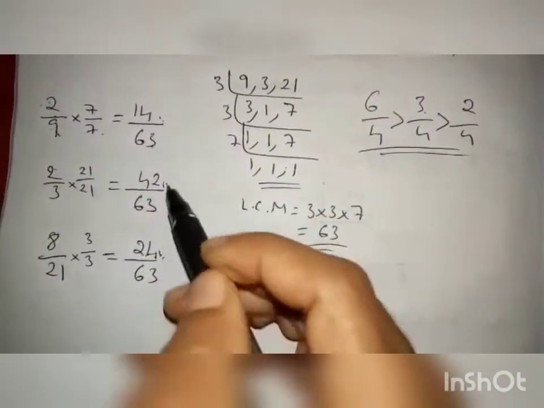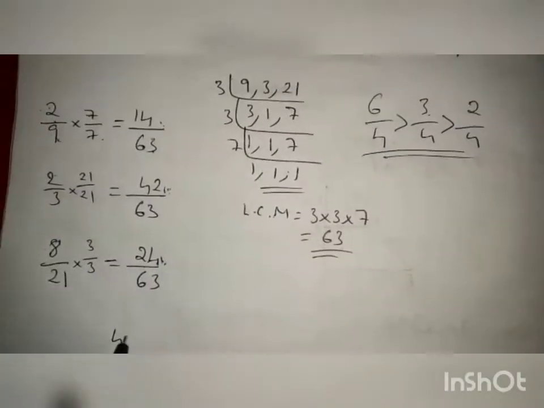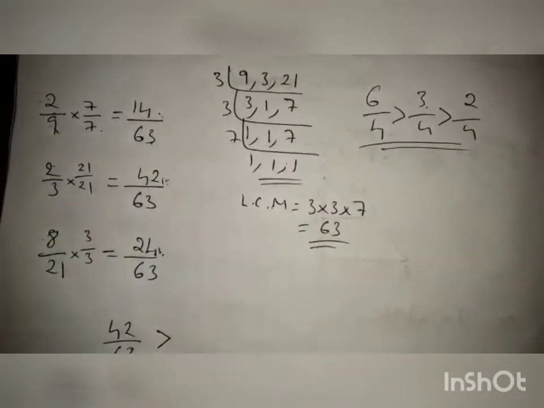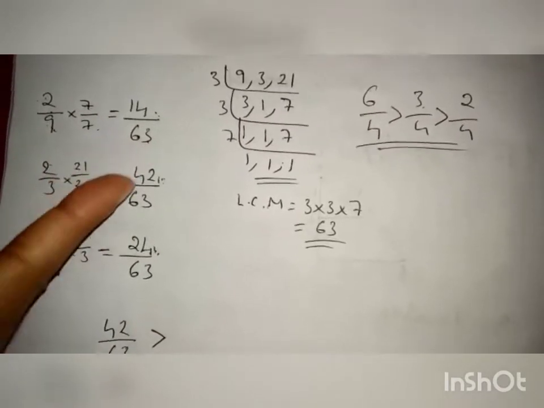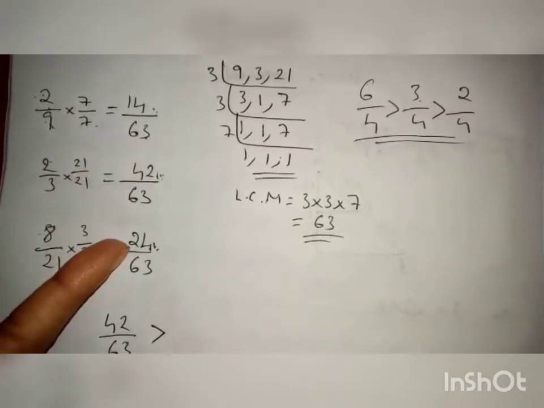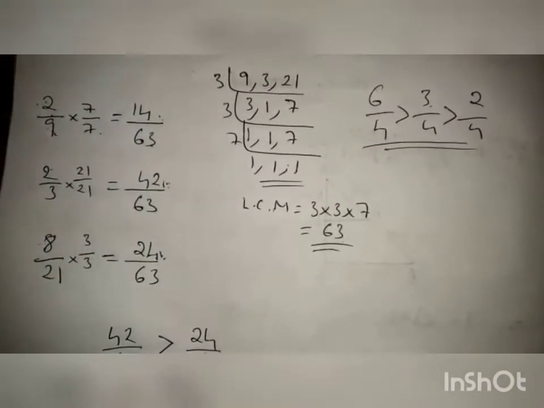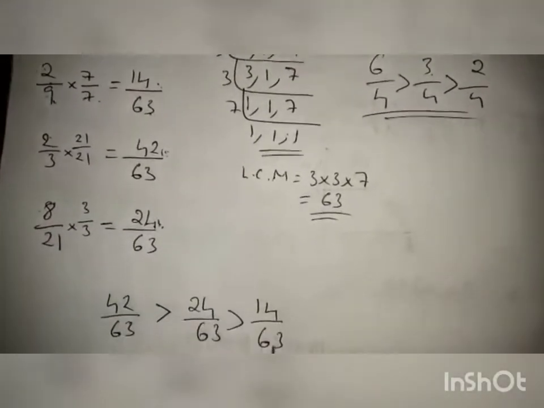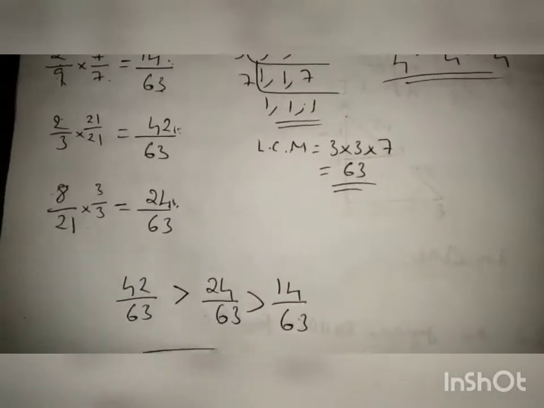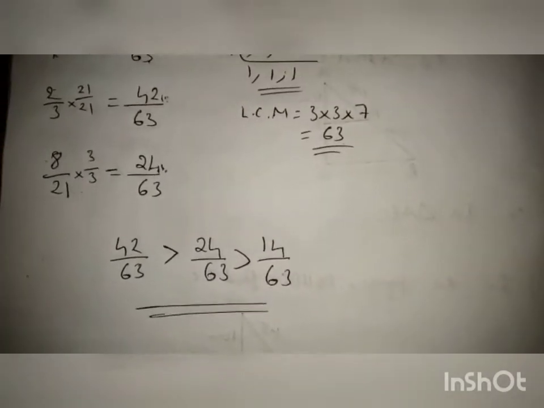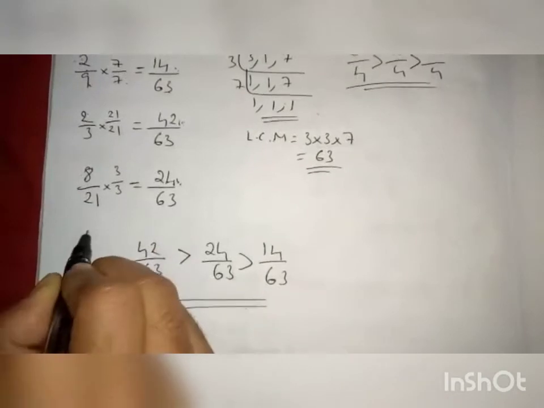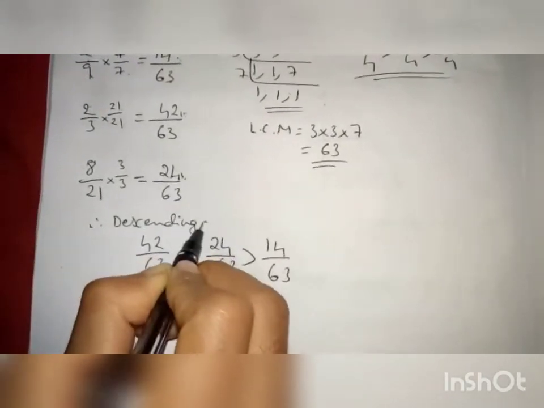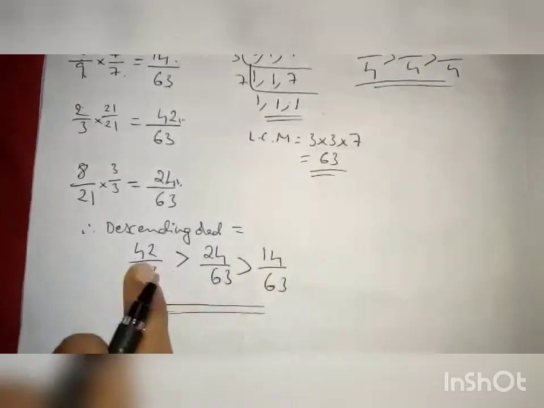14, 42, 24. 42 is the greatest, right? So 42 by 63, then the greater than symbol. Then which is a little smaller than that? 24 by 63. Then last will be 14 by 63. This is the answer. So the descending order is equal to this.